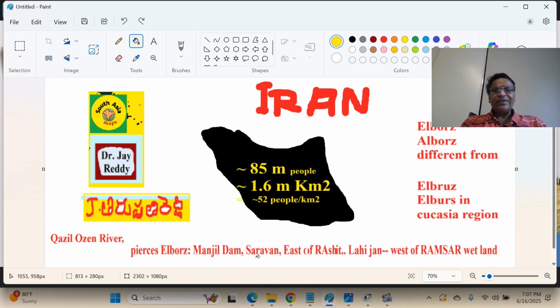Further north is the town of Sarawan, and it goes between Rasht, the capital of the Gilan region in the Caspian coastal area, and the town Lahijan on the west side. The river is on the west. Ramsar is here and Rasht is here. This is the wetland; the famous Ramsar wetland conference originated there.